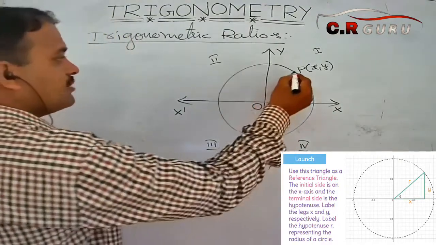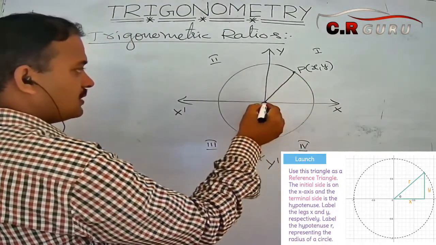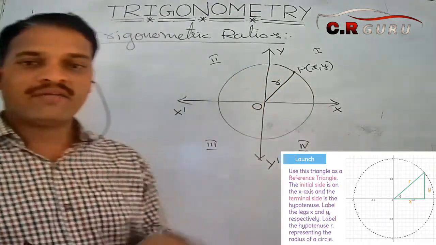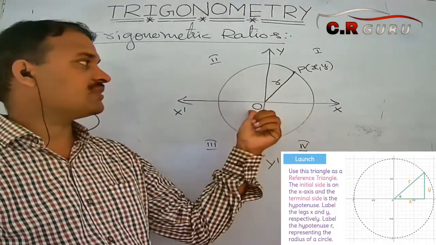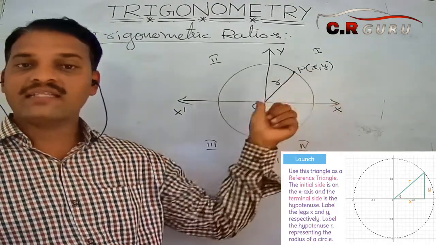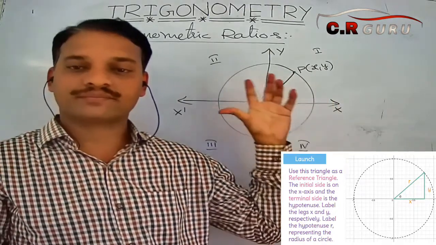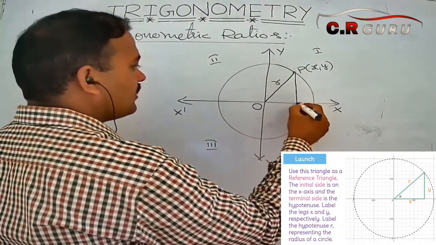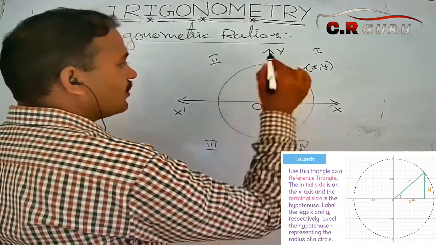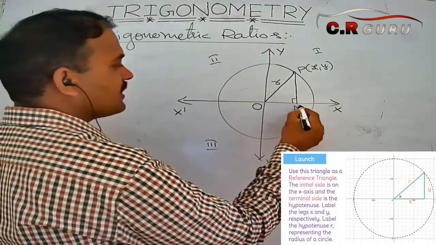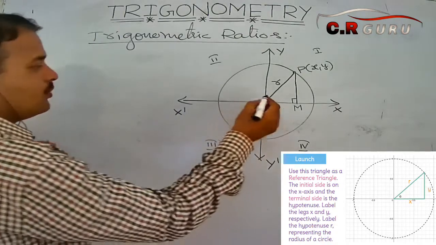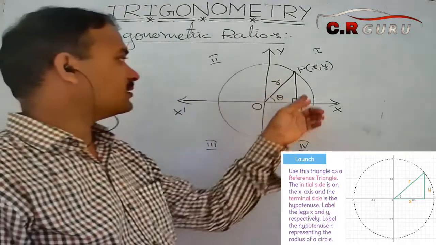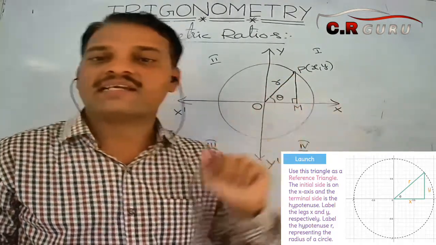Now I join O to P, this is called the radius. Here the distance OP is nothing but the radius. Why? Because the distance between the center of the circle and any point on the circle is called the radius of the circle. From this point P I draw a perpendicular to the x-axis. This point I consider as M. Here I am taking the acute angle as theta. So here the right angle triangle PMO is formed.